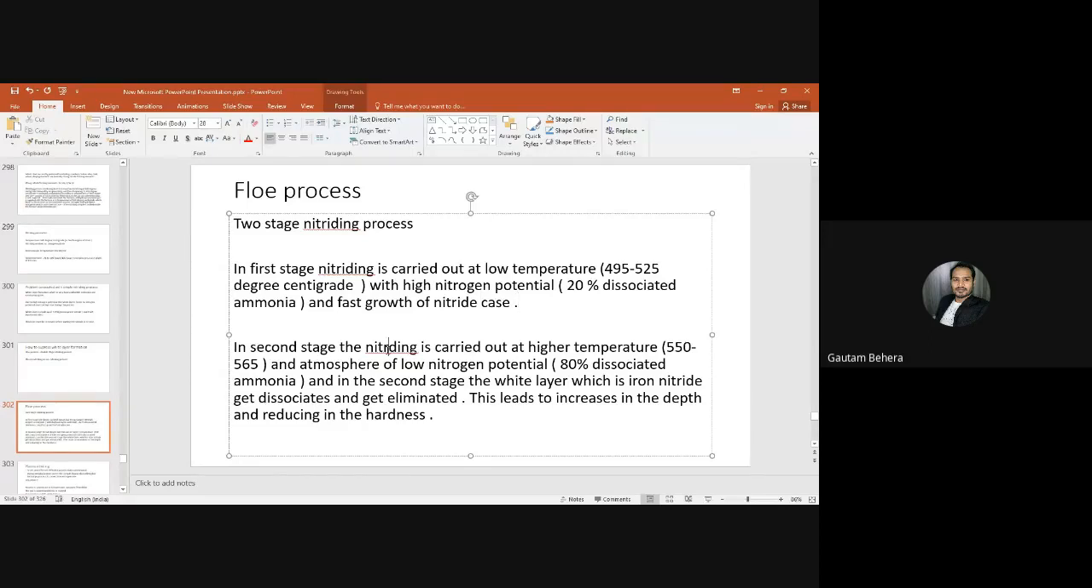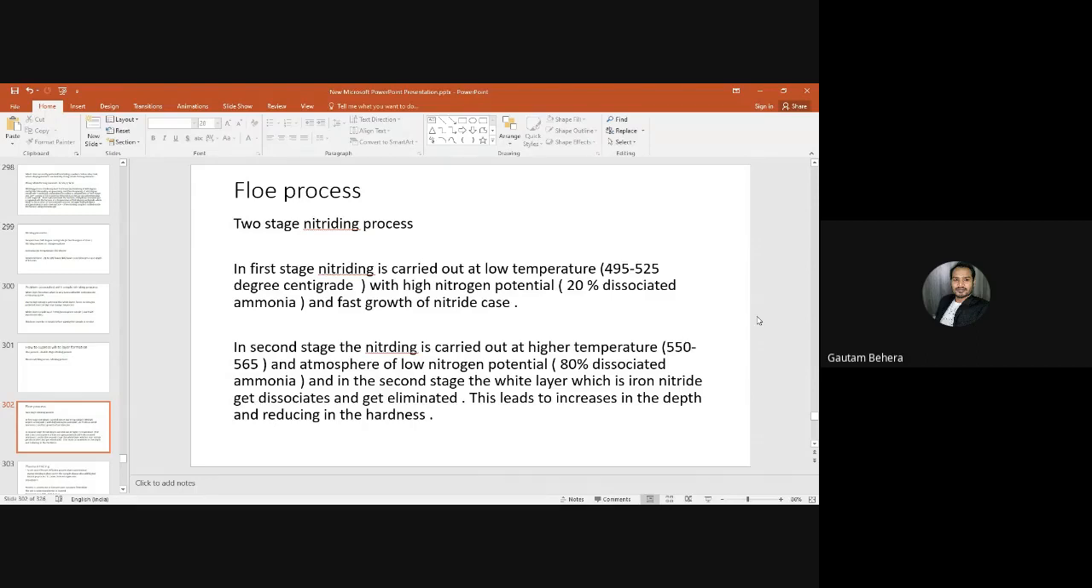So in the second stage, what we do, you can see in the second stage, which is carried out at high temperature, 550 degrees centigrade to 565 degrees centigrade. Right? We cannot go to a very high temperature. Always I told, we are not doing this nitriding at a very high temperature in the austenitizing region. We are doing nitriding in the ferrite region, basically. And you can see the atmosphere of low nitrogen potential, which is 80% dissociated ammonia. And in the second stage, the white layer, which is iron nitride, gets dissociated and eliminated. Right? This leads to the increase in the depth. So nitride depth will be increased, but the hardness will be reduced. Right?